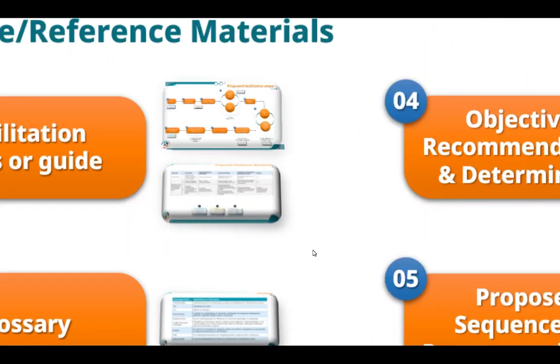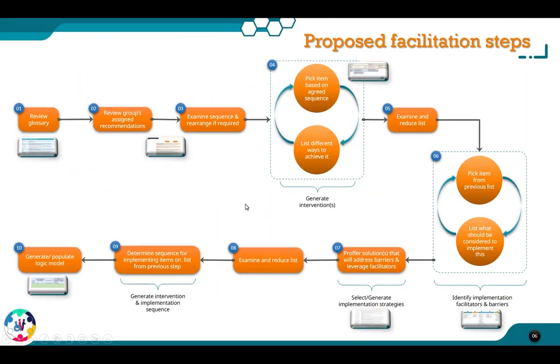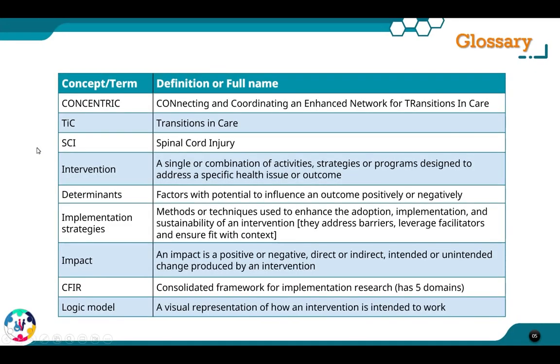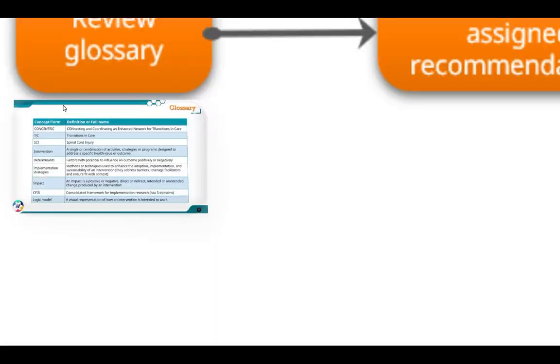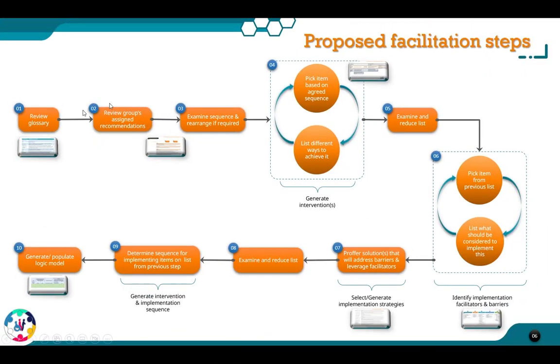Next, we would look at the proposed facilitation steps or process. There are 10 steps in total. The first step is to review the provided glossary where key terms, concepts, and acronyms are spelt out. Once the team familiarizes themselves with the glossary, the next step is to review recommendations assigned to the group.